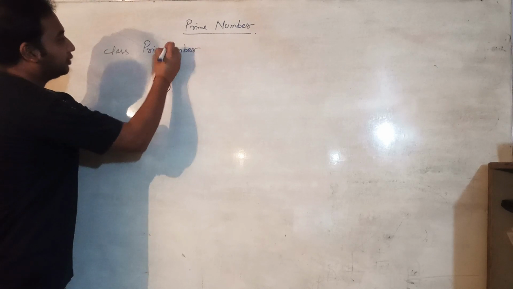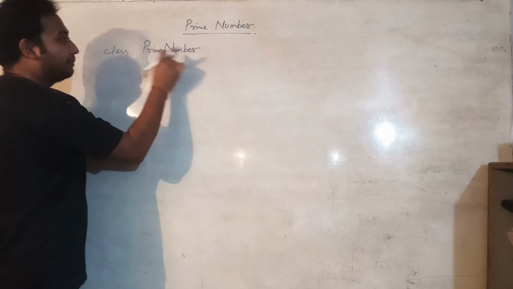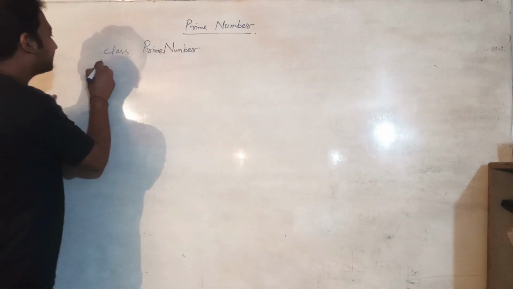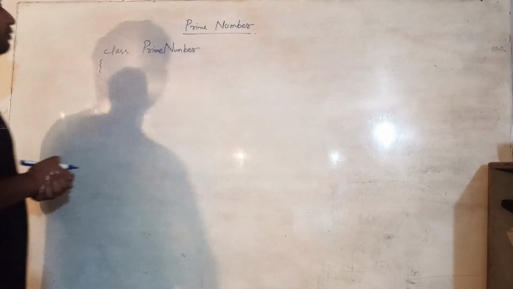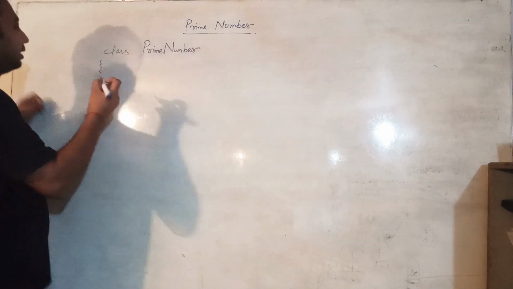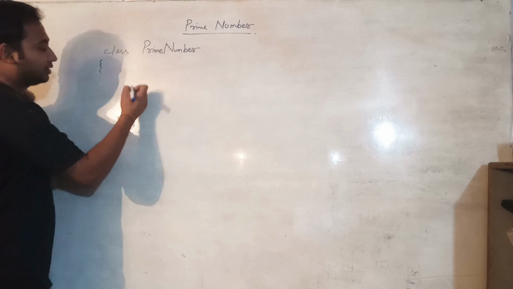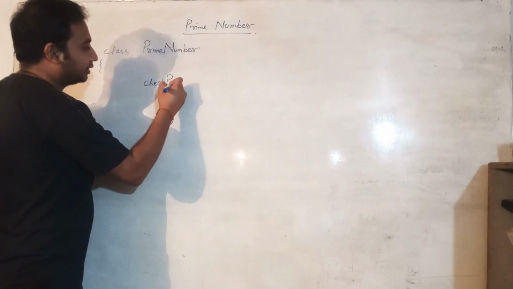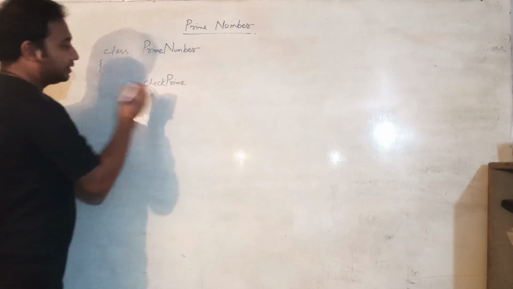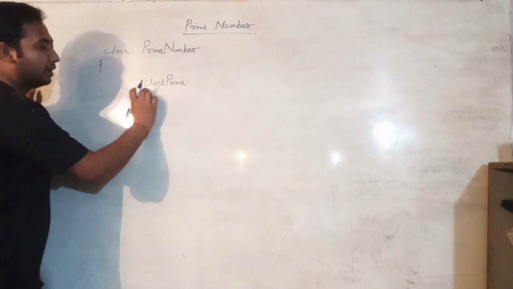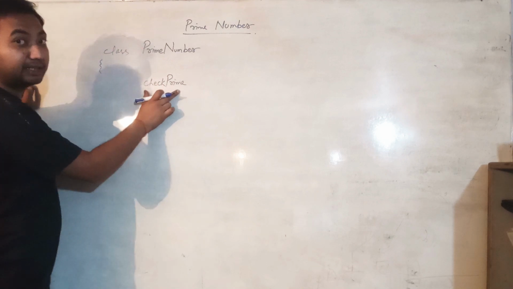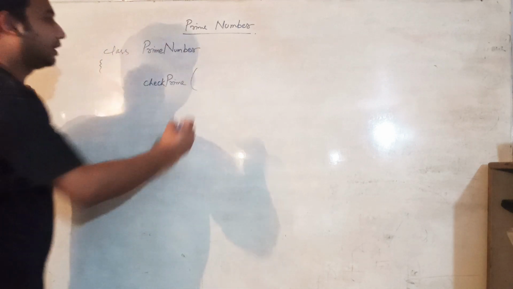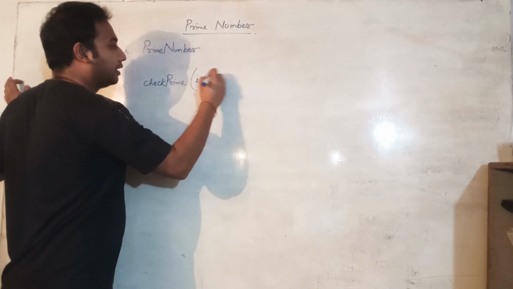Students, listen carefully, see this carefully. In Prime and Number I have not taken any space in between. Now I have opened the class and I will make a function. The function name I will put checkPrime. C is small, P is capital, and there is no space in between again. And here I will use a parameter, any number, int n.